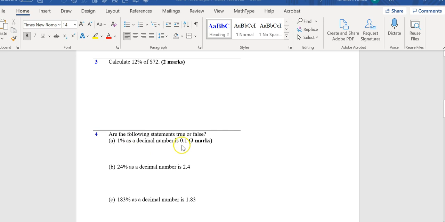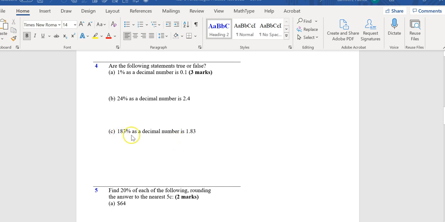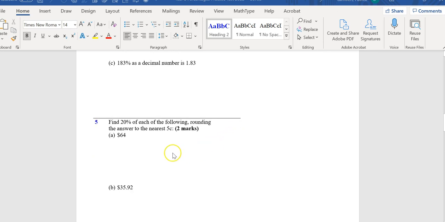1% as a decimal is 0.1. Remember, you got it's 1 out of 100. 1 out of 100, so be careful. 24% as a decimal, 24 over 100. Is it 2.4? Think seriously. 183 over 100. You're going to find that that would be 1.83.